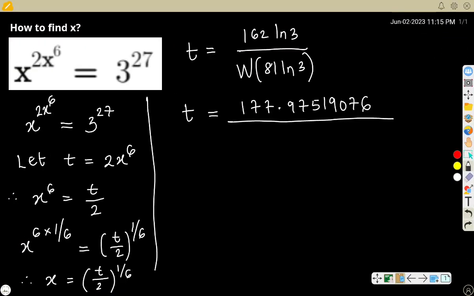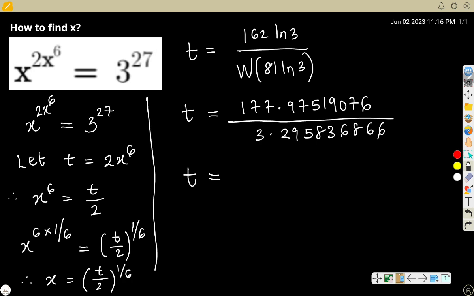So that means W of 81 ln 3 now is 3.29583686. So that's the value we got for our W. So now divide everything.